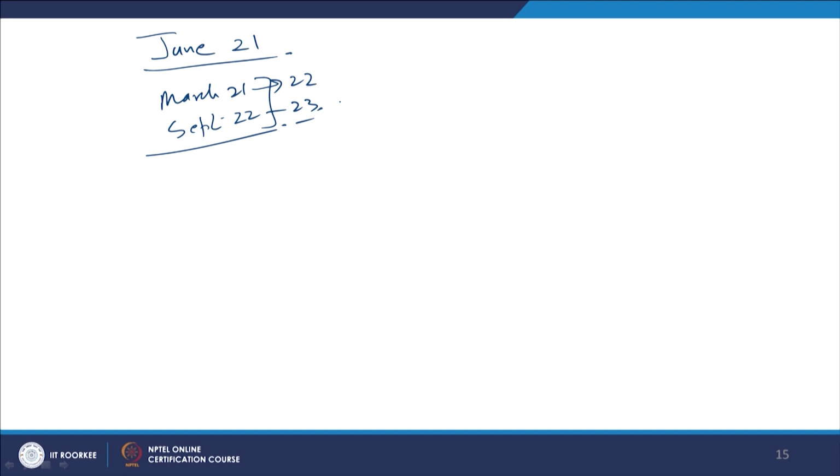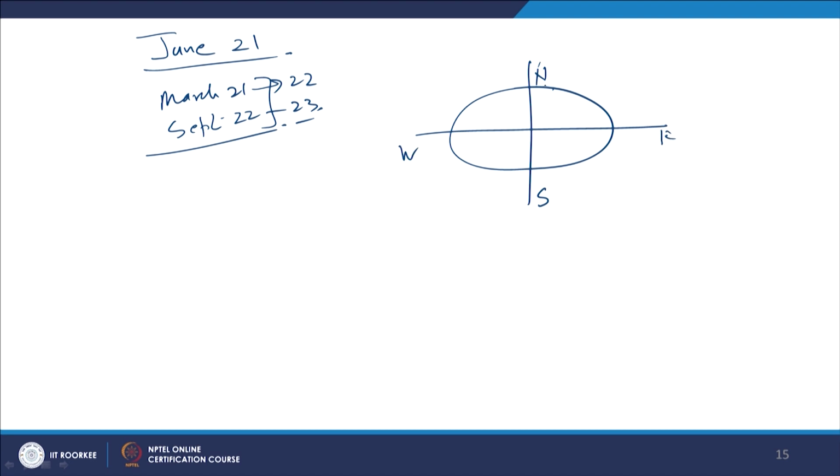There is another angle which is known as the azimuthal angle. If you take the earth like this, this is north, south, west and east, and the sun is here. So this angle, measured from the north, is known as the azimuthal angle.